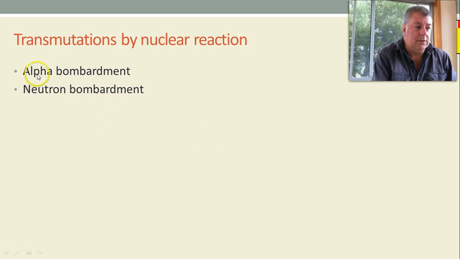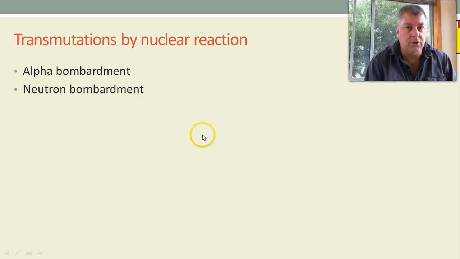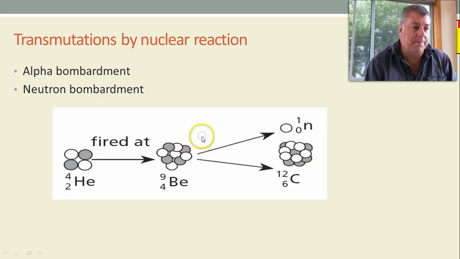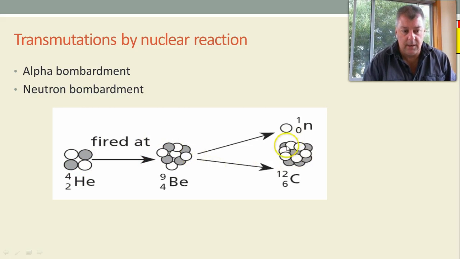So there's ways of doing it: alpha bombardment, neutron bombardment. Basically we're sending very fast alpha or neutron particles, aiming them at lots of nucleuses, and they're going to hit some. And so here's an example. We take an alpha particle and we fire it at beryllium, and we get carbon-12 given off and a neutron. Now how would you write that as a nuclear equation?